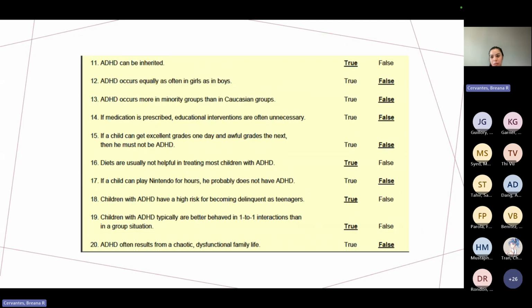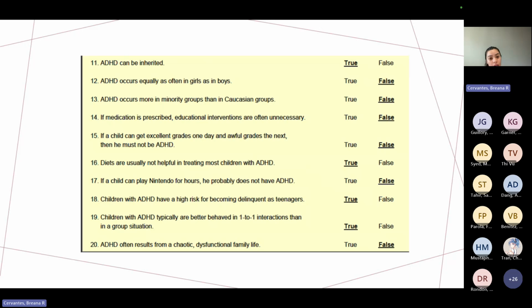So true, ADHD can be inherited. Yes. The caveat I'll say is that it's not necessarily one-to-one. Just because I have ADHD doesn't mean my child will end up with it. I think the risk factor is high. There is a strong genetic risk factor, heritability.